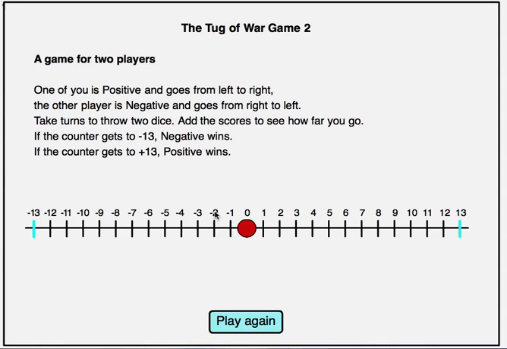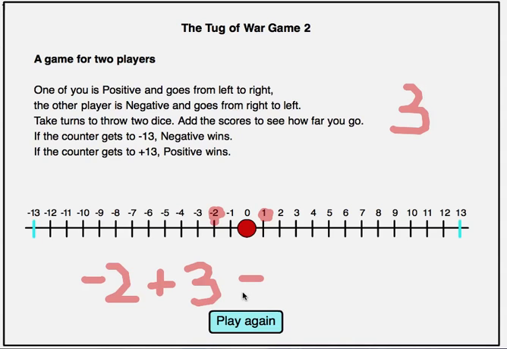So we had one player on the negative 2, and the next person throws and say they get a 3. So they move forward 3 places. 1, 2, 3, and they would land on the 1. And that would look like negative 2 plus 3 equals 1.